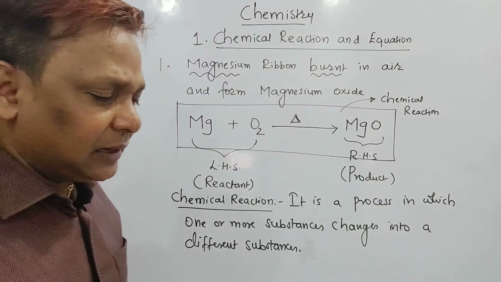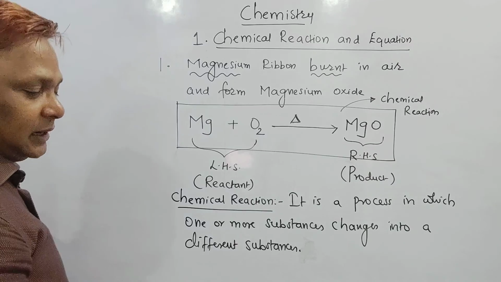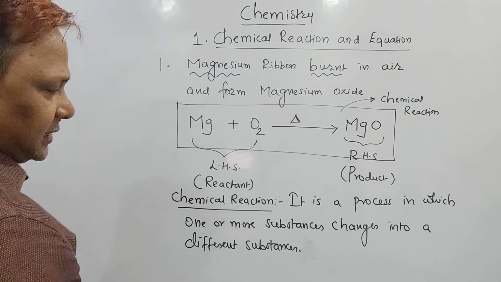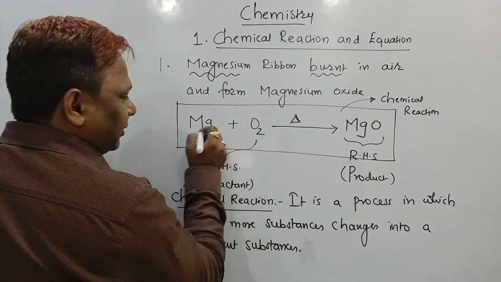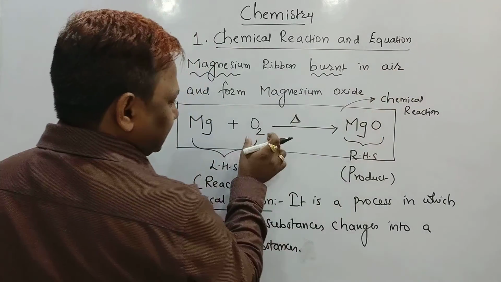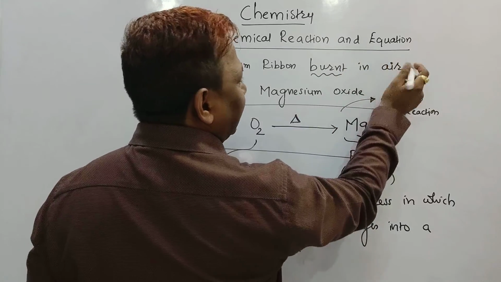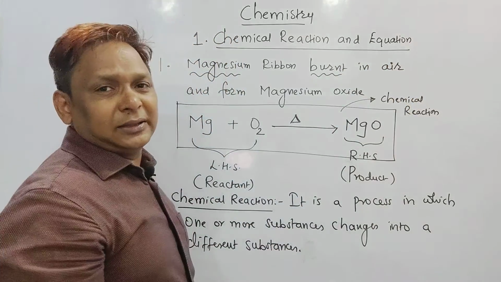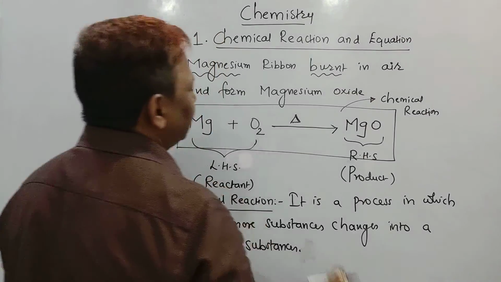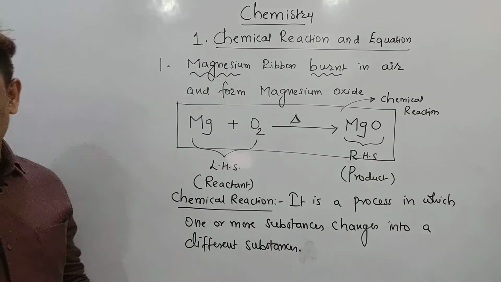For writing any chemical reaction, we represent this process in the form of chemical symbols. Magnesium is Mg, air means oxygen. Actually it should burn in oxygen, but it is better to say burn in air, and we know that air contains oxygen as well as carbon dioxide, and they form magnesium oxide. Please note down this definition of chemical reaction.